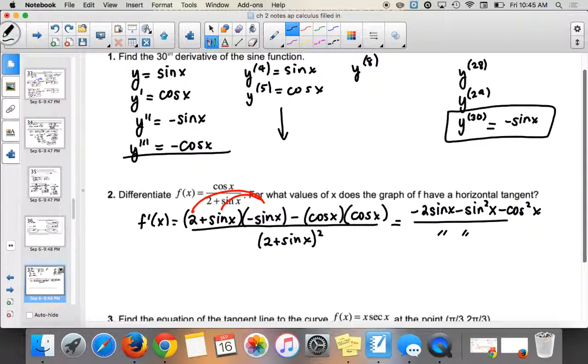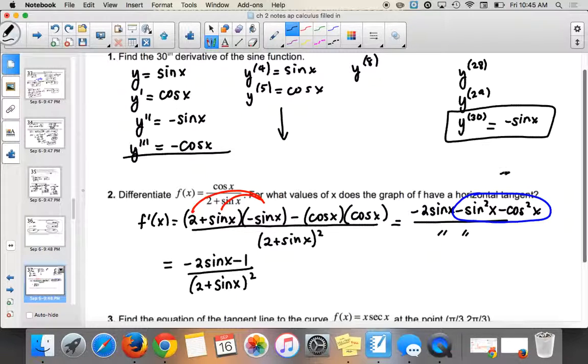Notice how that's happening a lot. So we have negative sine squared minus cosine squared. So that's negative 1. So we're going to have negative 2 sine of x minus 1 because of that, minus sine of x minus cosine of x. And then we have that 2 plus sine of x on the bottom squared.